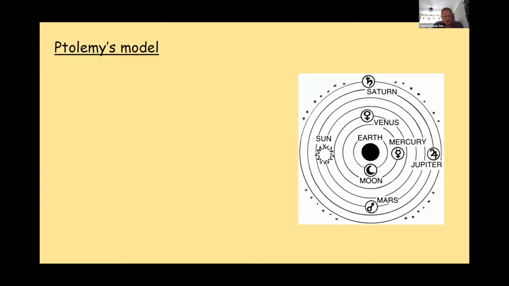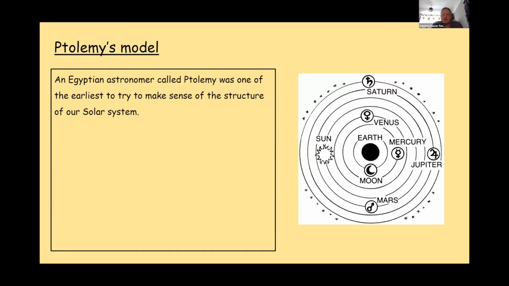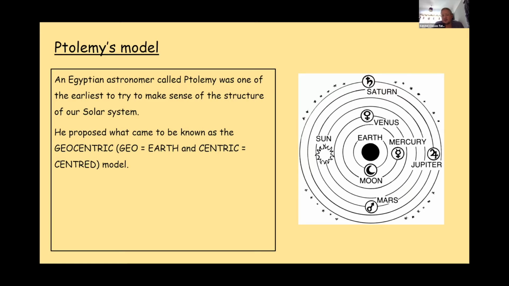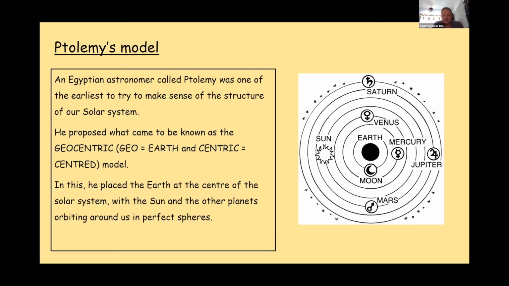Well, first off, we have an Egyptian fellow called Ptolemy. And Ptolemy's model was one of the earliest to try to make sense of the structure of our solar system. He proposed what came to be known as a geocentric model. So geo meaning Earth and centric meaning centered, geocentric, Earth-centered model. In this, he placed the Earth at the center, no surprise, of the solar system, with the sun and the other planets orbiting around us in perfect spheres. The stars were fixed in spheres at the edge of the sky.